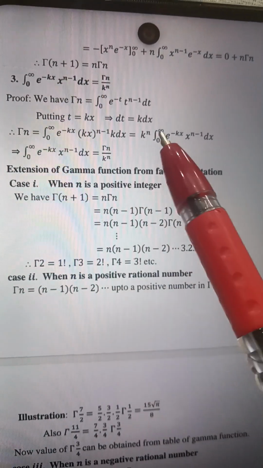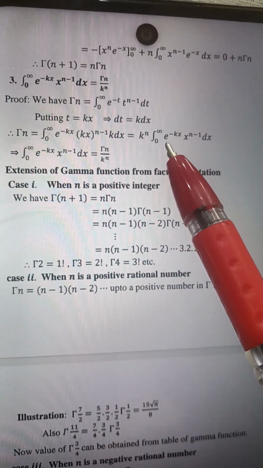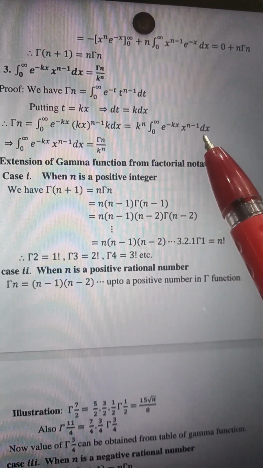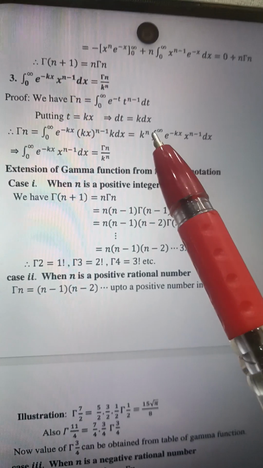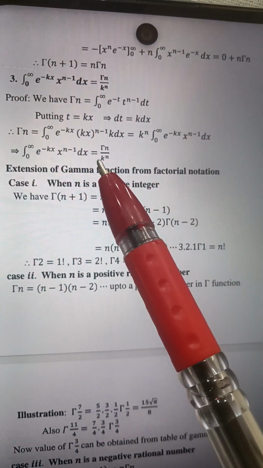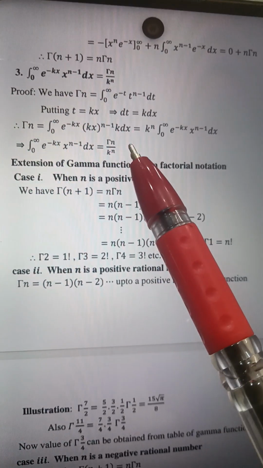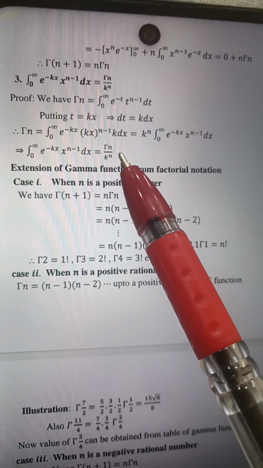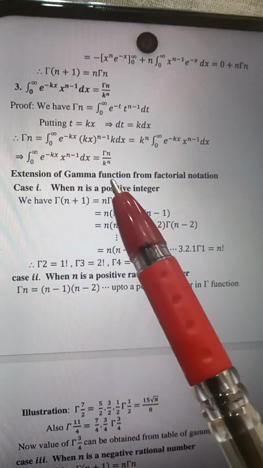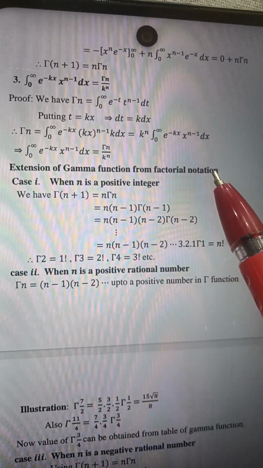Next, in place of t we are writing kx and k will come outside. What we will get is the integral from 0 to infinity of e to the power minus x, x to the power n minus 1 dx. This term is as it is, and k to the power n will go in the denominator. That's it. This was the proof. I think this is clear to you. It was very simple. Now next we will discuss the extension of the gamma function from factorial notation.